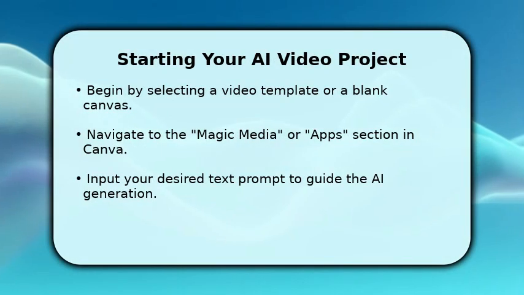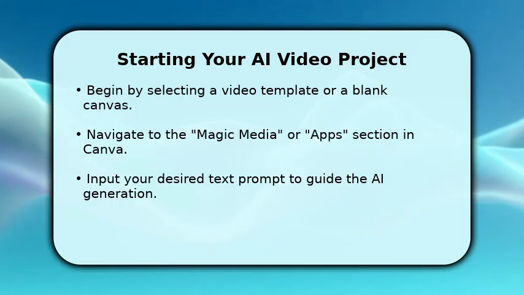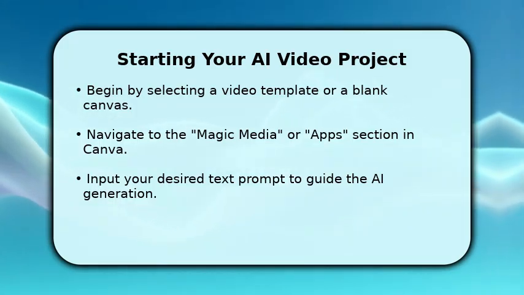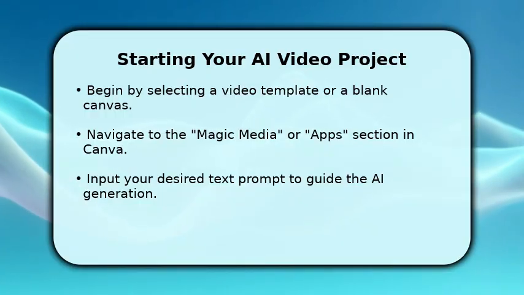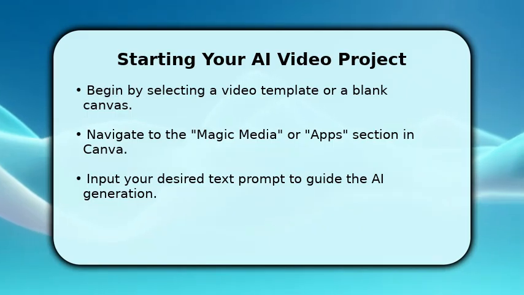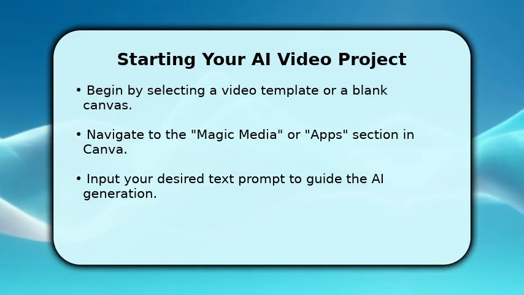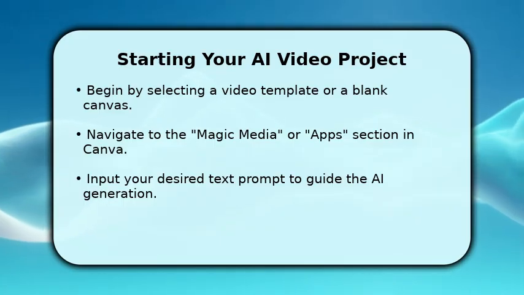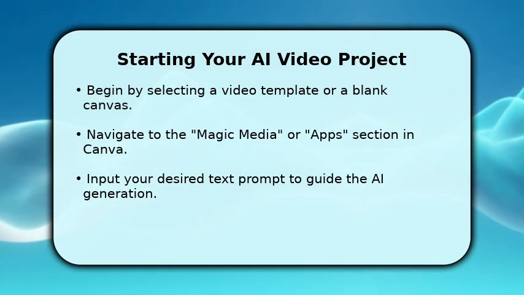To begin your AI video project, first open Canva and select either a pre-designed video template or a blank canvas. Next, navigate to the Magic Media or Apps section within the editor, which houses the artificial intelligence video generation tools. Here, you will input your desired text prompt, providing the AI with clear instructions for your video's content.